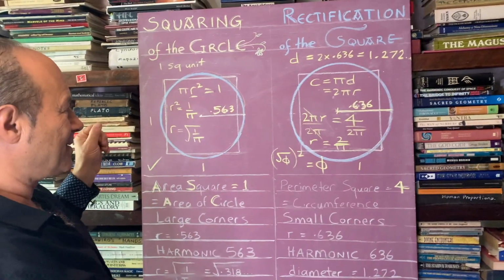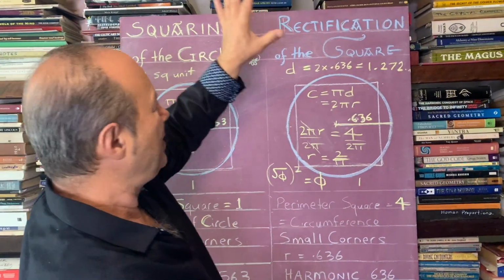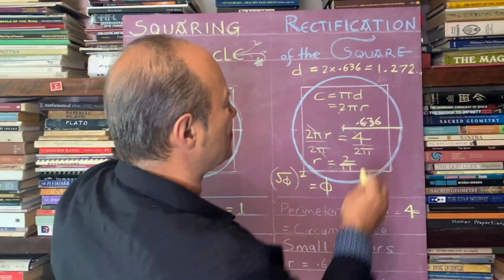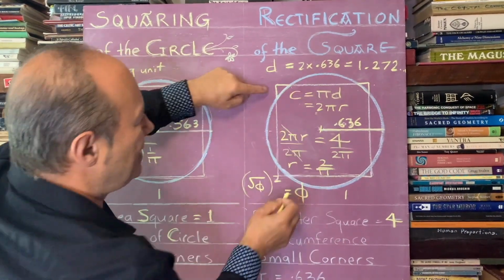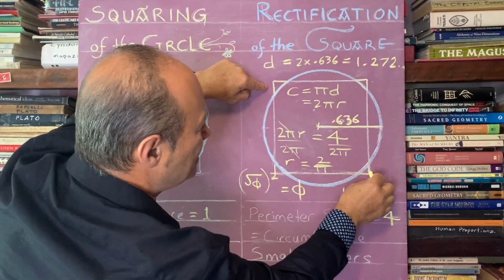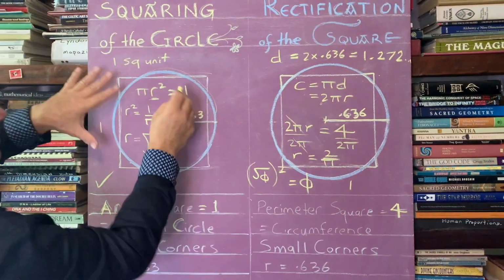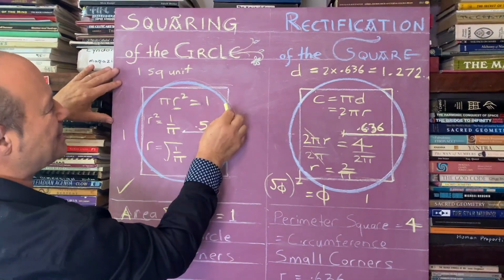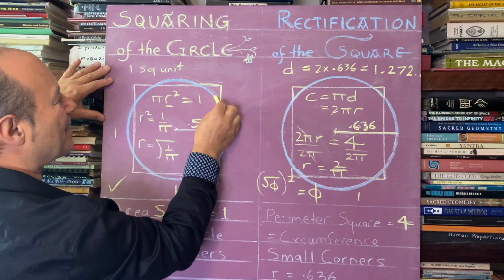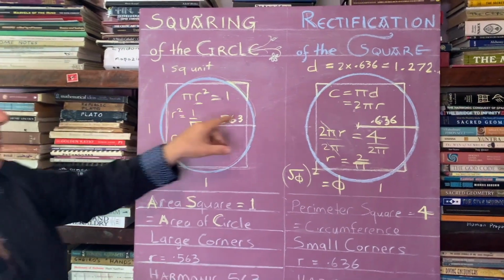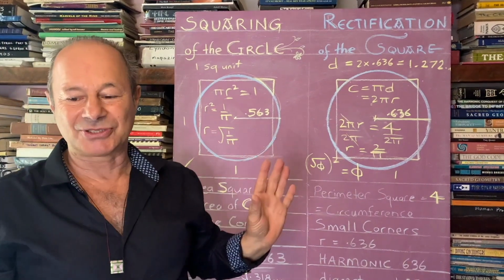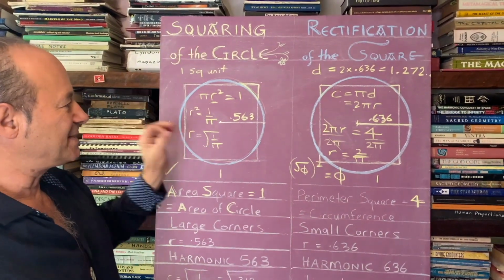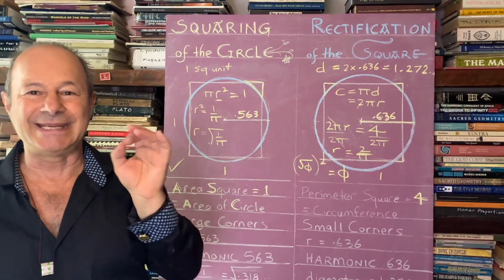So I just wanted to let you know that when we talk about the rectification of the square, see how it's got a small corner here? Just so you understand that this has the small corners, whereas when we're talking about the squaring of the circle, can you see that we're talking about larger corners? So if you see this diagram, you understand now that there are 2 parts to it, because this is all about fine-tuning detail and harmonics.